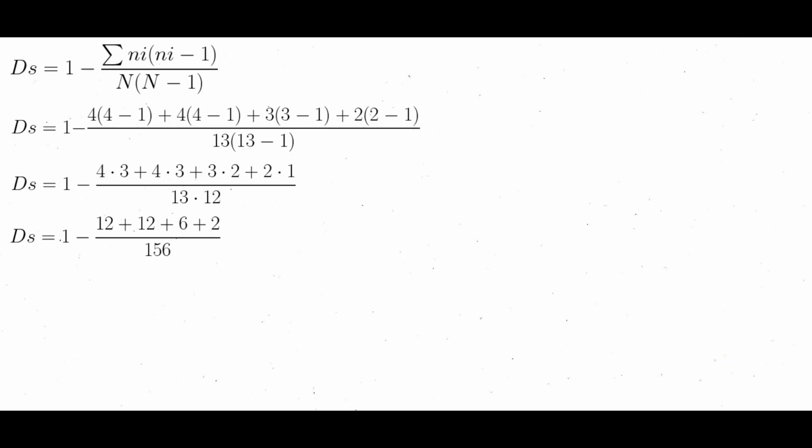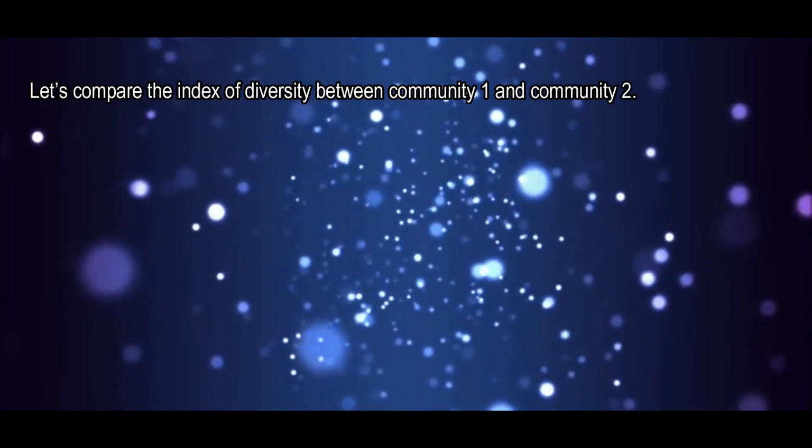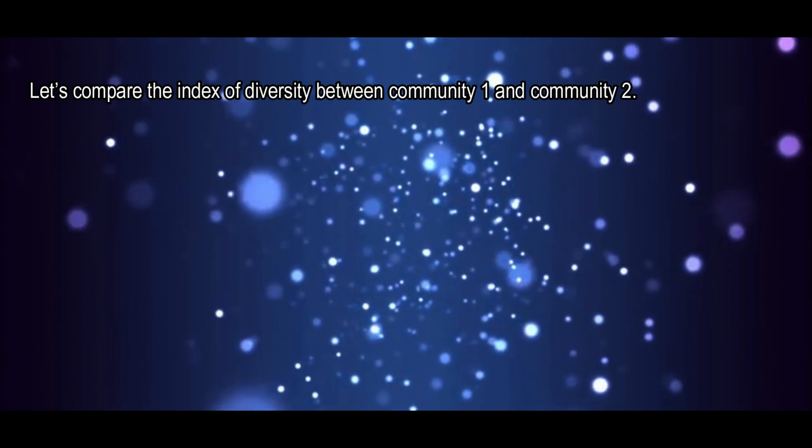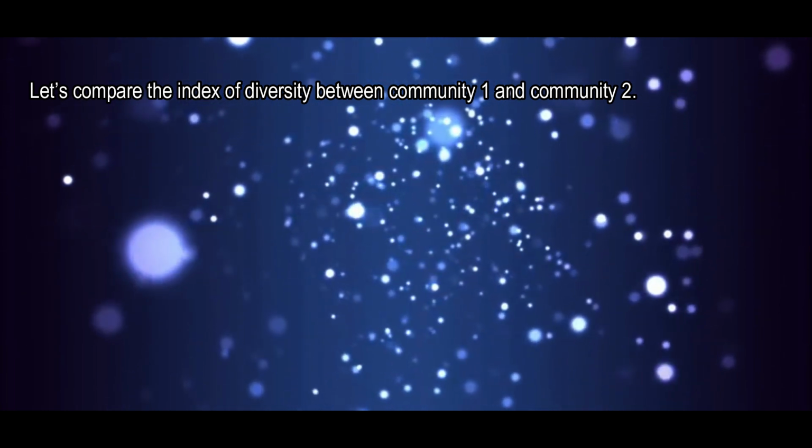156. So for ds, it's 1 minus 32 divided by 156. And for the ds, it's 1 minus 0.21, and the final result for the ds is 0.79. Now, let's compare the index of diversity between community 1 and then community 2.